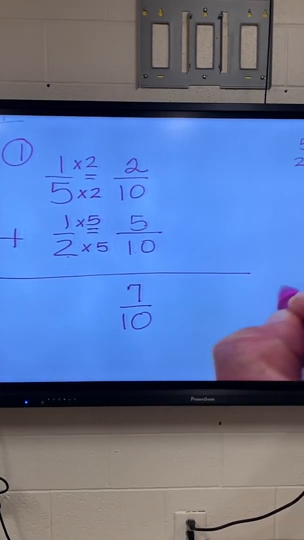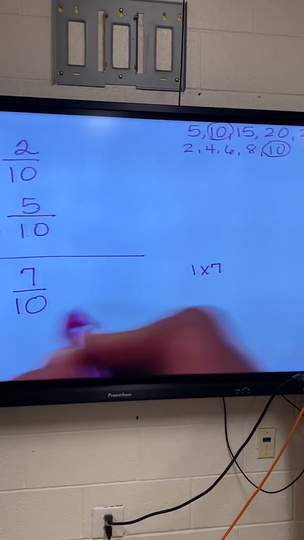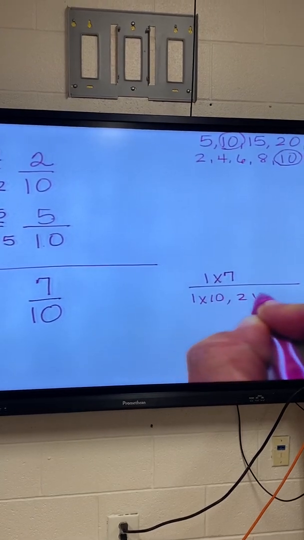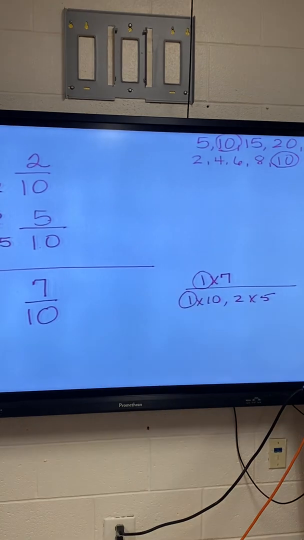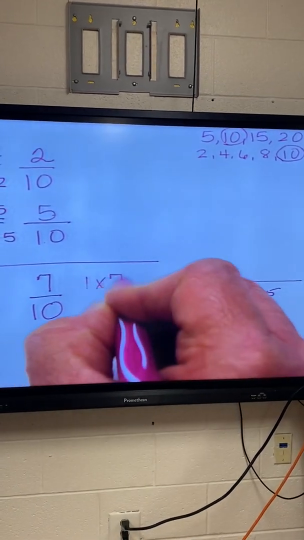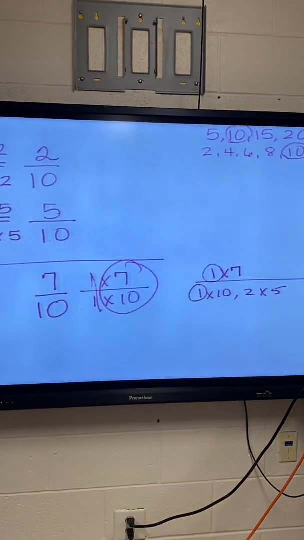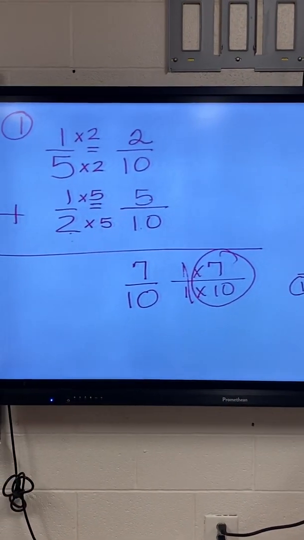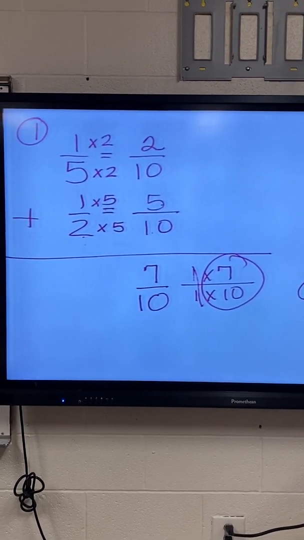All the numbers that we can multiply for 7 are just 1 and 7. And all the numbers we can multiply for 10 are 1 times 10 and 2 times 5. The only number that they share is 1. And if I were to use 1, I'm going to get the same fraction. So 1 does not work for us. So there, your fraction is simplified. And this is the answer, 7/10.